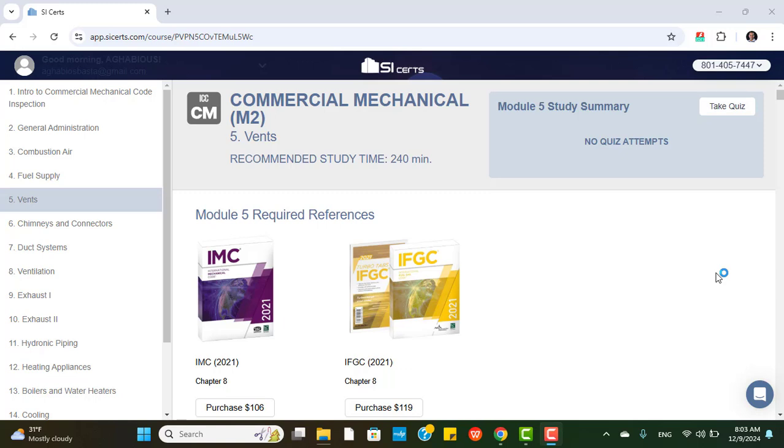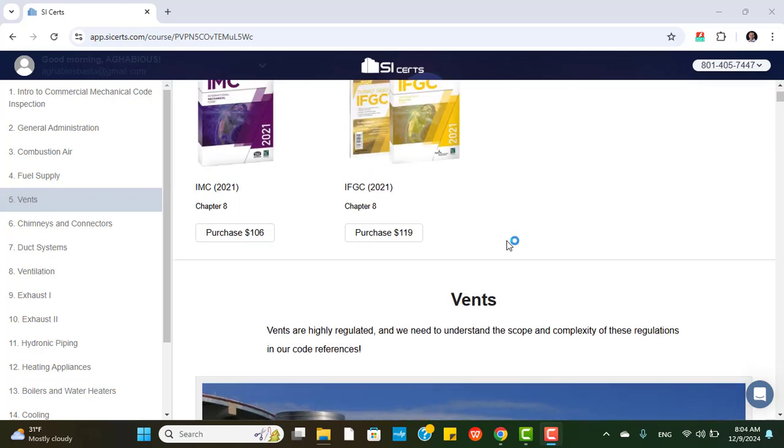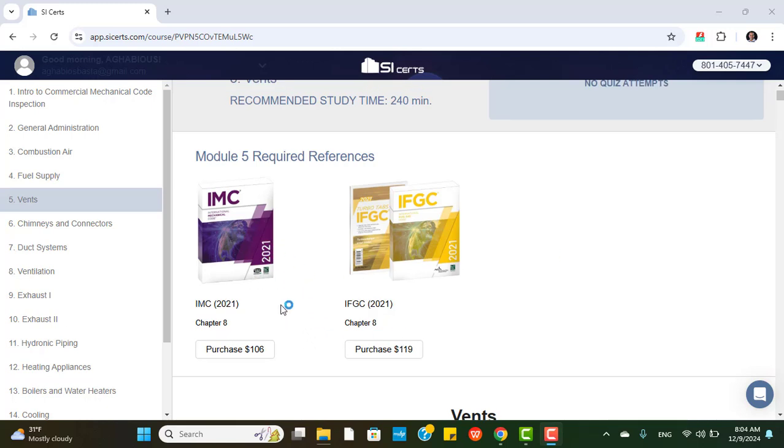Now we will continue chapter 5 of the Commercial Mechanical Inspector exam test N2. We will continue with vents. The recommended study time is 240 minutes. For module 5, the required references are the International Mechanical Code, 2021 or later, no problem.